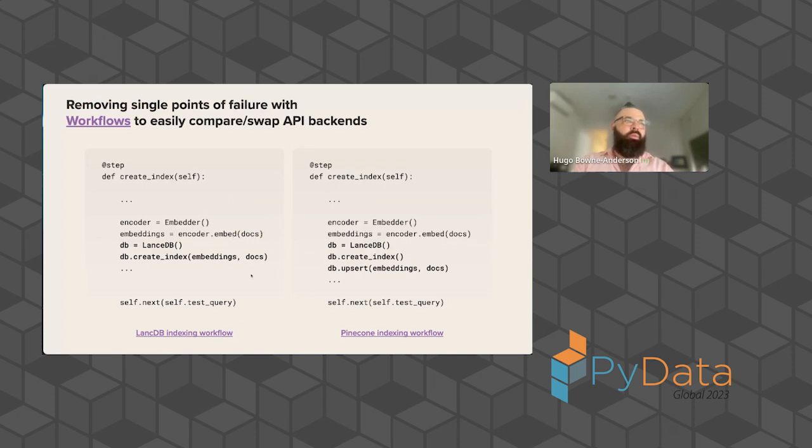And one way to think about solving the challenges here is to reduce dependencies on single points of failure in the software supply chain, right? How we think about that at Metaflow and Outerbounds is making sure that you're able to swap models in and out. So this is an example of swapping out LanceDB for Pinecone.